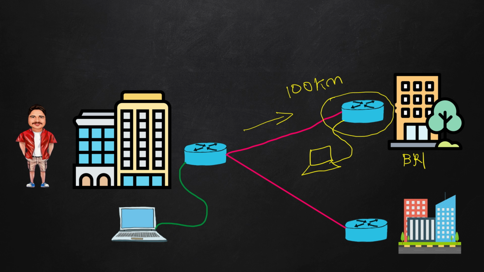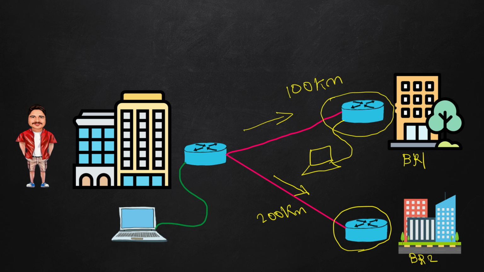The same situation applies at branch 2 as well. This may be 200 km far from the head office and James needs to travel all the way to the branch 2 office and connect his laptop with the help of a console cable. This takes a lot of time because James needs to travel all the way to branch 1 and branch 2 and he needs to come back to the head office.